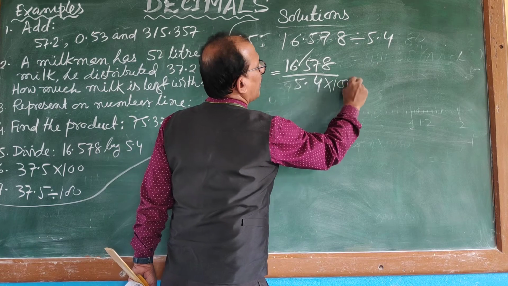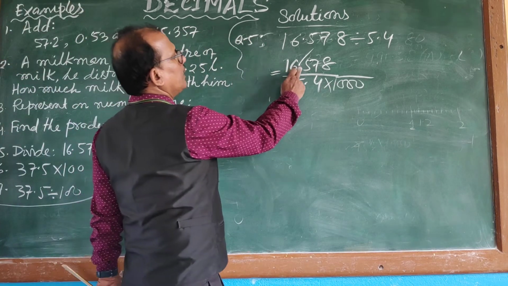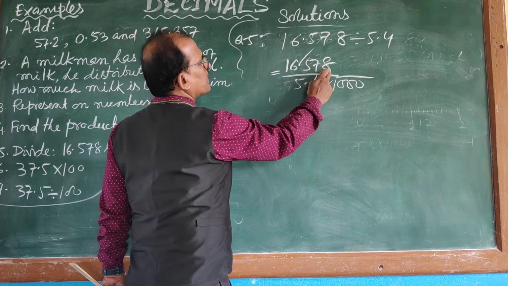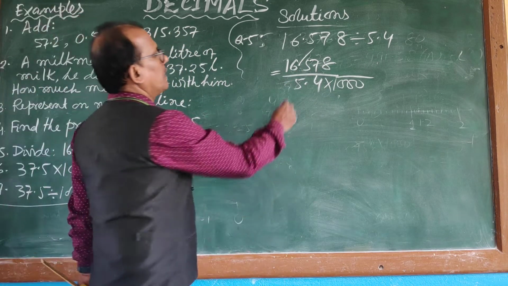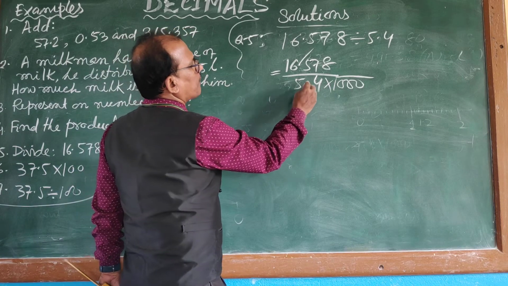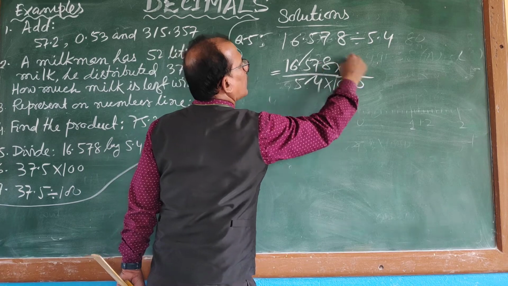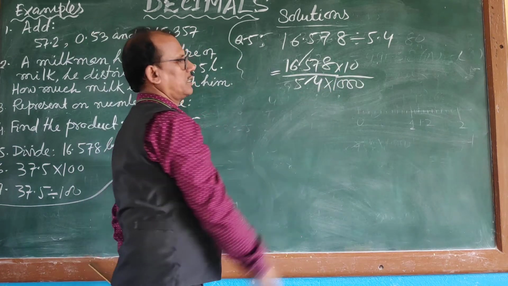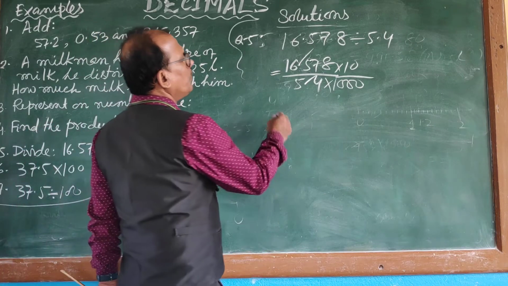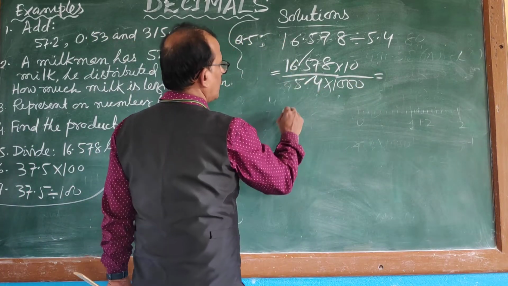10 power of 3. The numerator had 3 decimal places, so the denominator is multiplied by 10 power of 3. The denominator has 1 decimal place, so remove the point, and the numerator will be multiplied by 10 power of 1 because of 1 decimal digit. You understood this. Now what do we do? You first find out the division of these two.